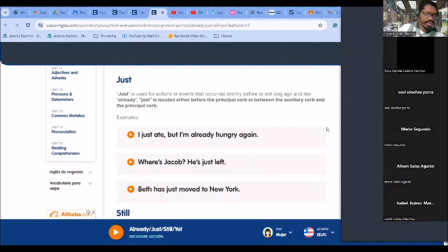Number 2, so to speak, just. Just is used for actions or events that occurred shortly before or not long ago, unlike already. Just is located either before the principal verb or between the auxiliary verb and the principal verb. Examples: I just ate, but I'm really hungry again. Where is Jacob? He's just left. Beth has just moved to New York.